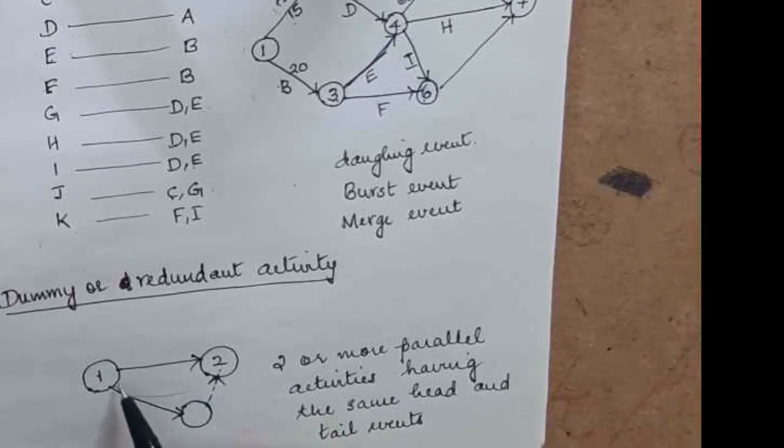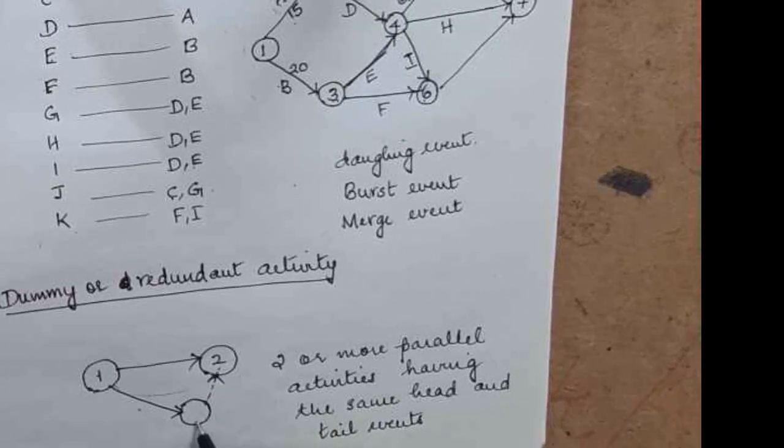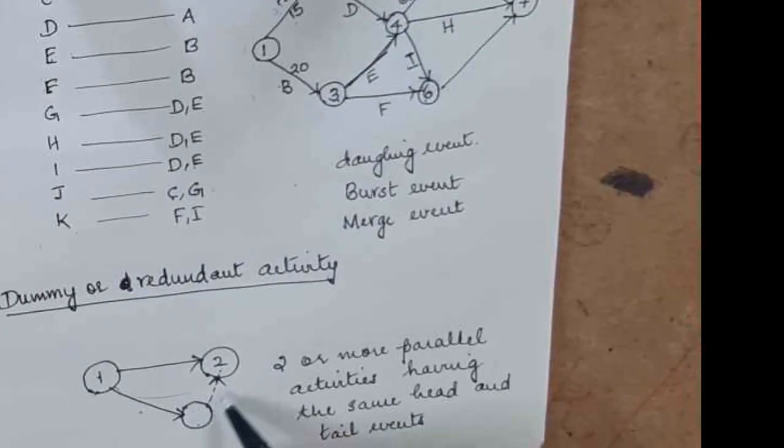parallel events. So to avoid confusion, you use a dummy activity where the second one can be used to represent it. This one won't have any duration associated with it. That duration will be represented here. The activity name and the duration will be represented here. This is just existing there to show a neat representation in the network.